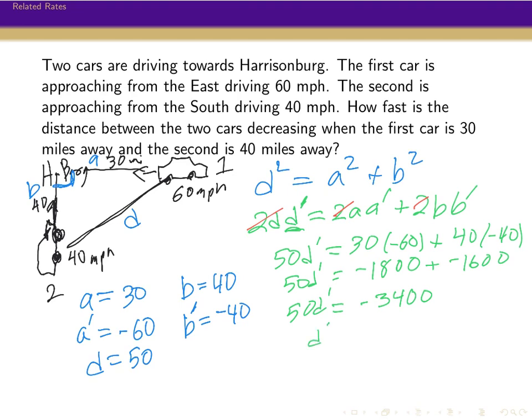And so to get d prime by itself, divide by 50. I think it's going to give me, let's see, so minus 3,400 divided by 50 gives me minus 68, and so that's in miles per hour. So at this instance, the distance between the two cars is decreasing at minus 68 miles per hour.